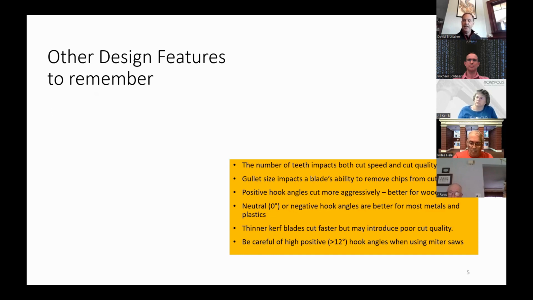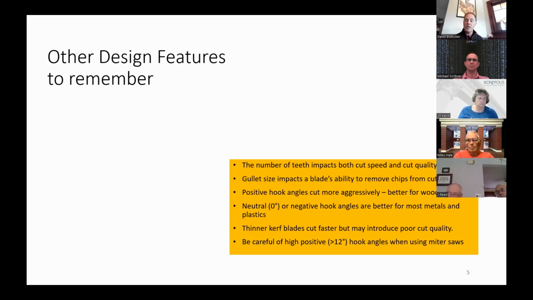So you really need to say, hey, what's the material I'm cutting and how fine of a cutter am I looking at? But there's going to be a trade-off there. Fillet size is something that some manufacturers talk about, but it does impact a blade's ability to remove the chips from the cut site. That's important if you're doing rip cuts and ripping pretty fast, to be able to get the chips away from the cut site, because that keeps the blade cutting efficiently. And that can be said for cross-cutting blades as well.